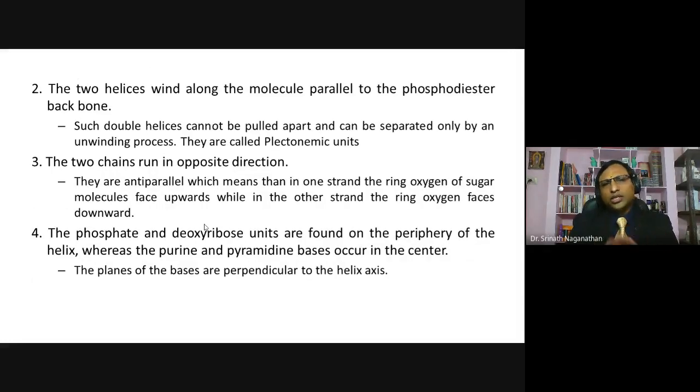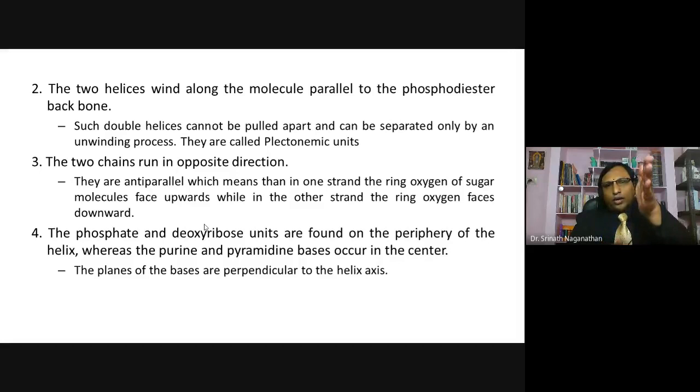The 2 helical structures wind along the molecule parallel to the phosphodiester backbone. So the double helical structures cannot be pulled apart and can be separated only by an unwinding process during replication or transcription by some enzymatic action. That is why they are called plectonemic units. The 2 chains run in the opposite direction.